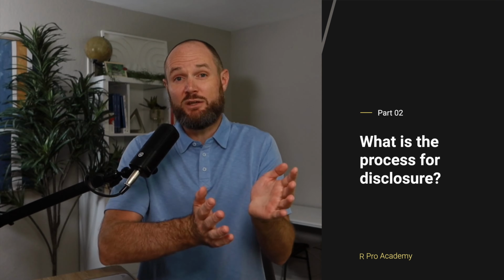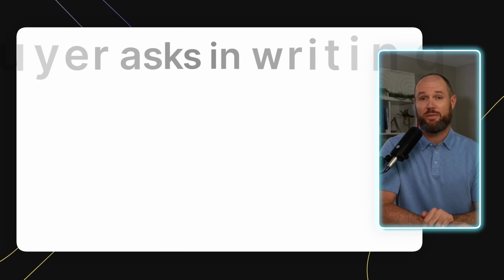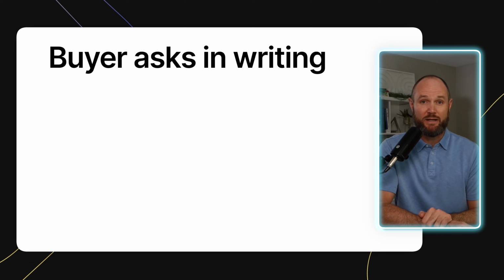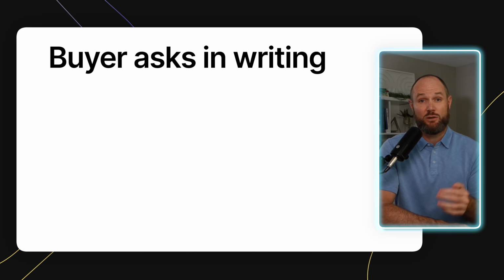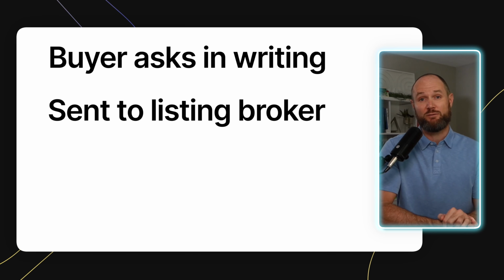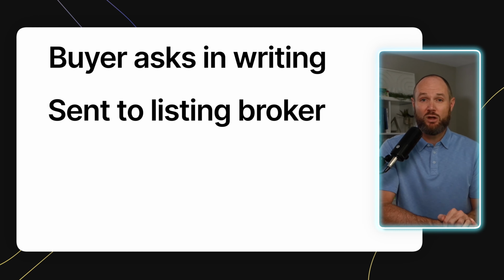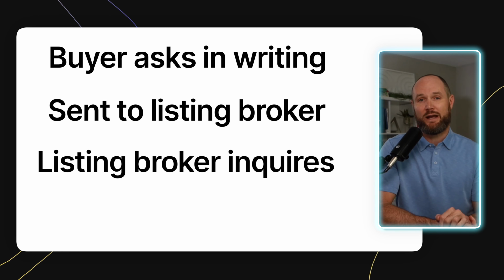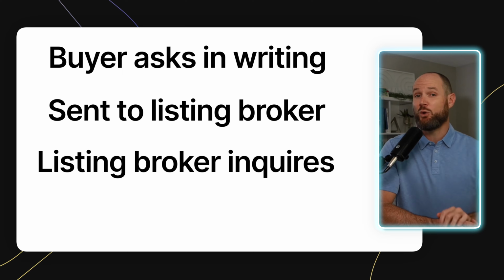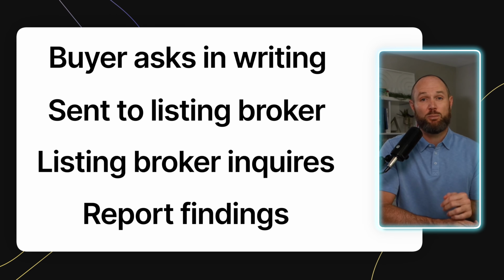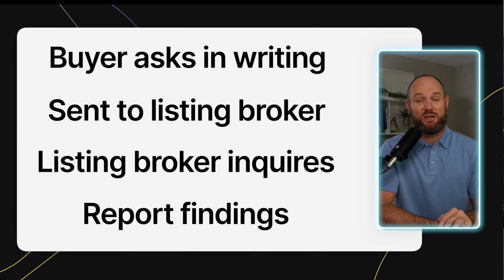The second component you need to know is how to handle the process for disclosure. So let's say you've got a buyer who is interested in whether there has ever been a homicide on the property. Here's what the law says. First of all, that buyer has to ask in writing. And the way they do that is through you, the listing broker, if you have the property listed. And then the law says that if they've asked you in writing, then you have to make inquiry of the seller and report back any findings that you get from the seller.